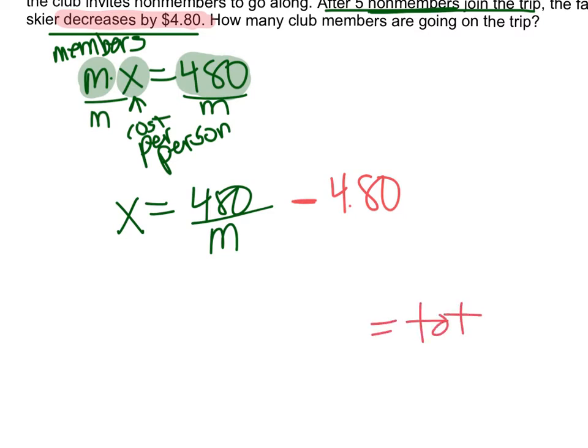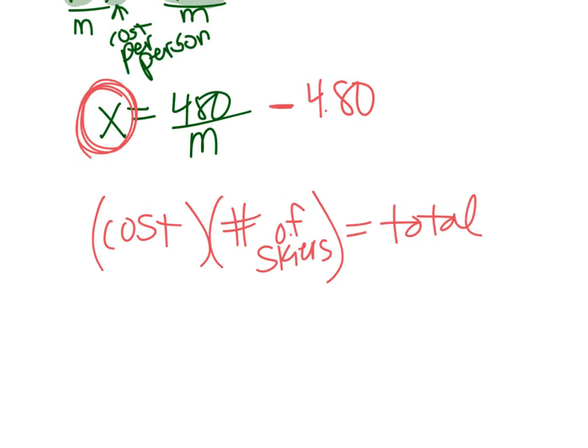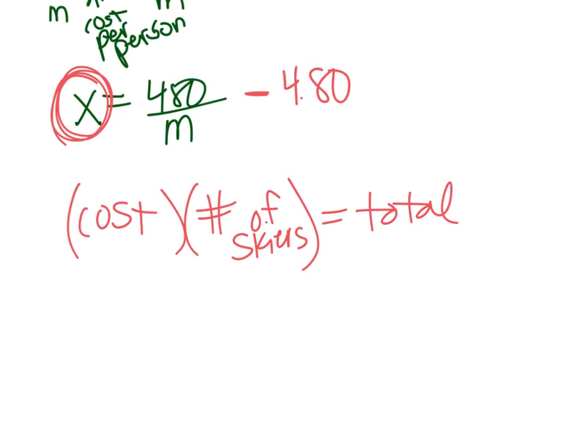So let's think about how we would get the total cost of the trip. So equals a total. The total is the cost times the number of skiers, or the number of people who went. Well, we said the cost was 480 divided by M, but it then decreased. So the cost was that 480 divided by M, and then it decreased by $4.80.